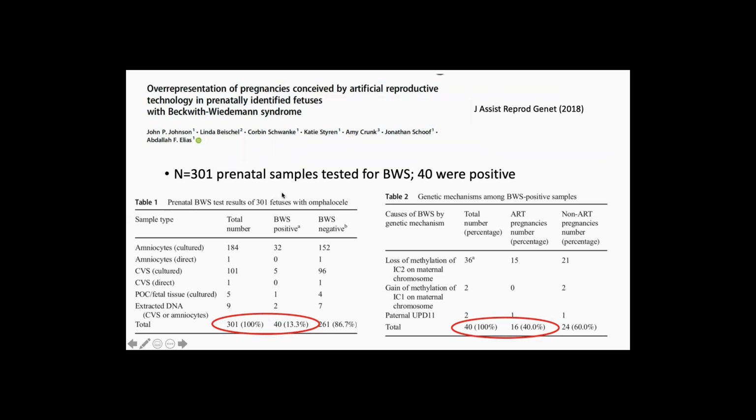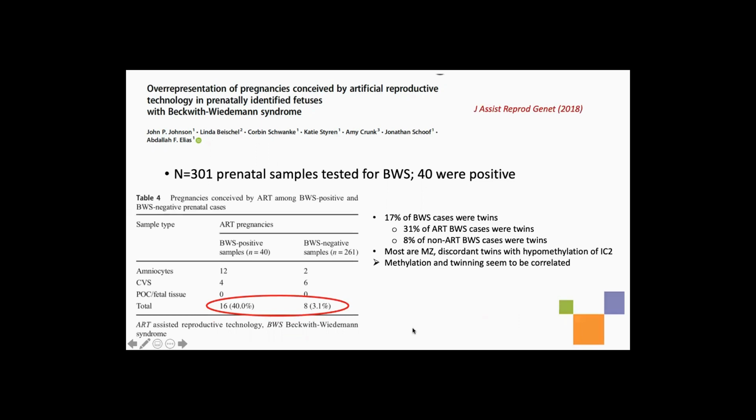They had 301 prenatal samples that were tested for Beckwith syndrome. 40 of these were positive, or about 13.3%. Interestingly, in the cases that were positive for Beckwith syndrome, there were 40 of those, and 16 or 40% came from ART pregnancies. When you compare that to the Beckwith negative samples, of which there were 261, only 3% came from ART pregnancies. So, again, ART was highly associated with Beckwith syndrome in this cohort.